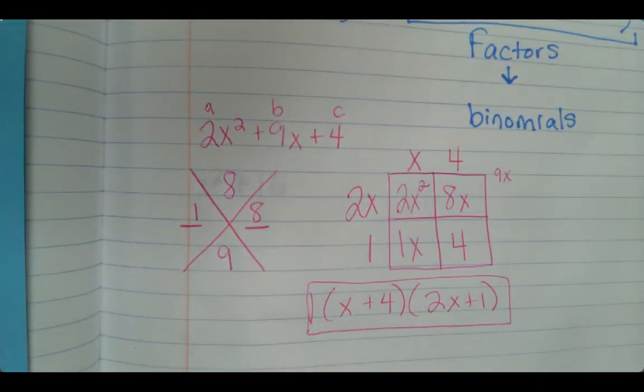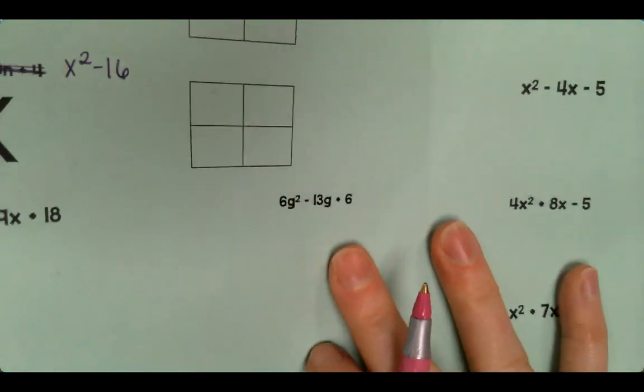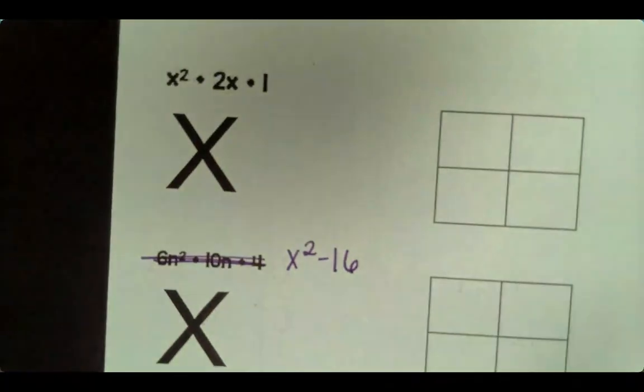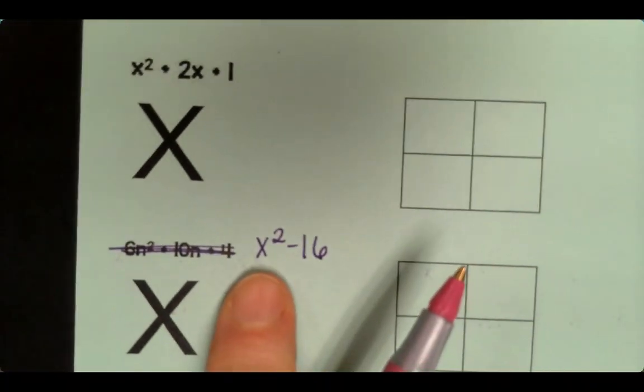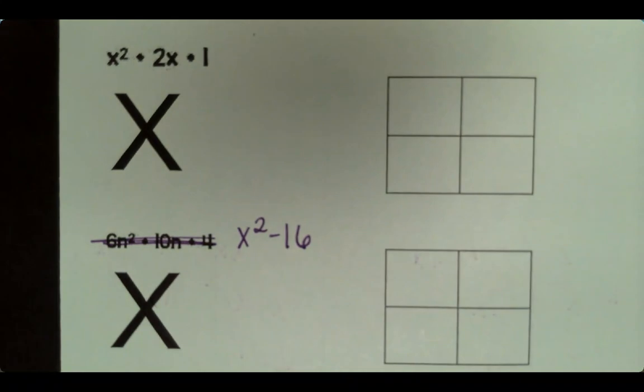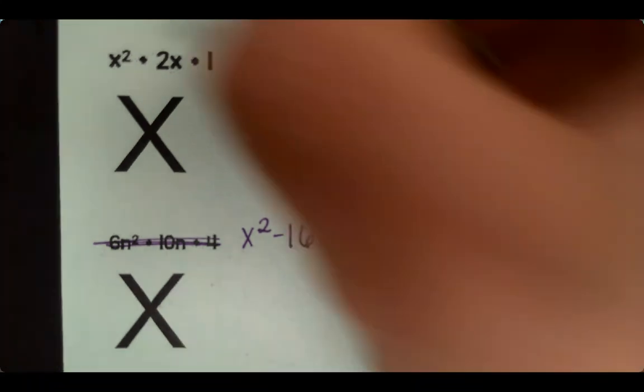All right, so let's open up our green paper. We're going to do the top one. And I changed this one, by the way. So we have x squared plus 2x plus 1. So our steps say identify A, B, and C. What is A?